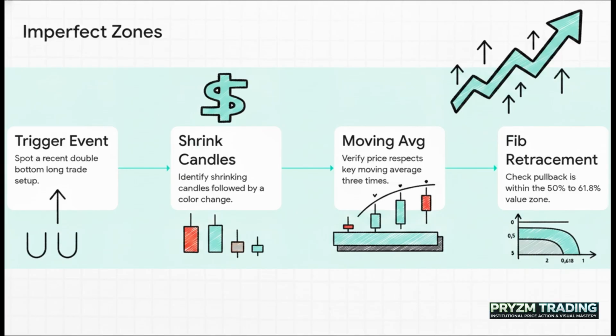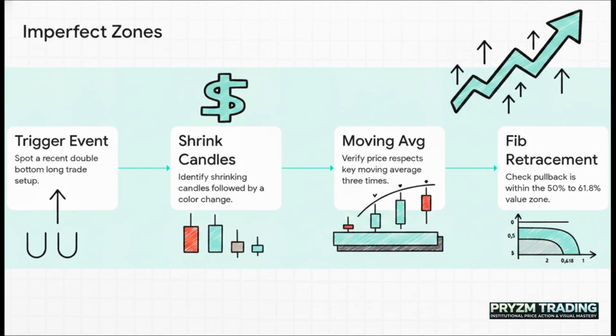And honestly, that is a huge mistake. You're expecting price to do what you want. Instead, we trade what we actually see by looking for confluence. First up, we spot a recent double bottom long trade setup. That's our trigger event, giving us that upwards momentum and a bullish bias. Second, as price approaches our somewhat messy zone, we see shrinking candles followed by a color change. That signals momentum loss in the pullback.